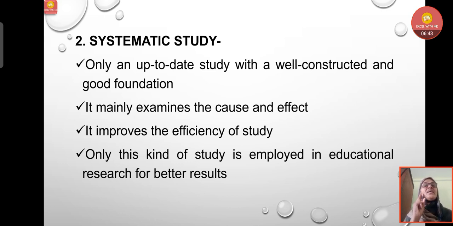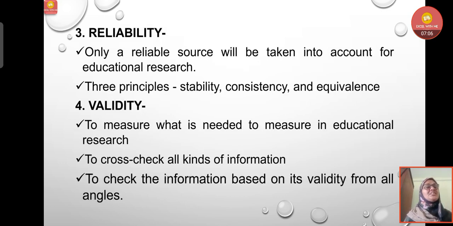Obviously, only an up-to-date study with a well-constructed and good foundation is important here. It mainly examines the cause and effect. It improves the efficiency of study. Only this kind of study is employed in educational research for better results. Obviously, this is the very important nature of educational research, systematic study.